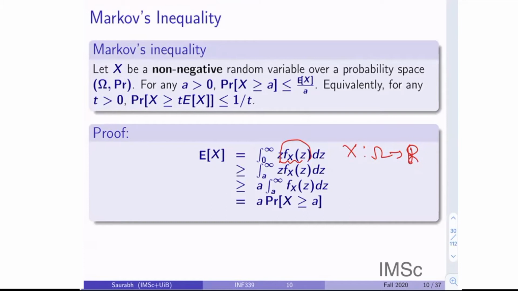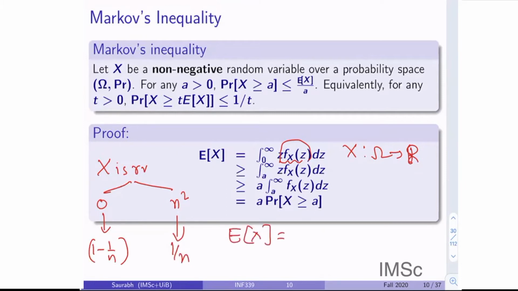Okay, so here's my simple example. X is a random variable. It takes only two values, 0 and n square. It takes 0 with probability 1 minus 1 over n, and it takes n square with probability 1 over n. What is the expectation of X? 0 doesn't count, so it's 1 by n into n square, so it is n.